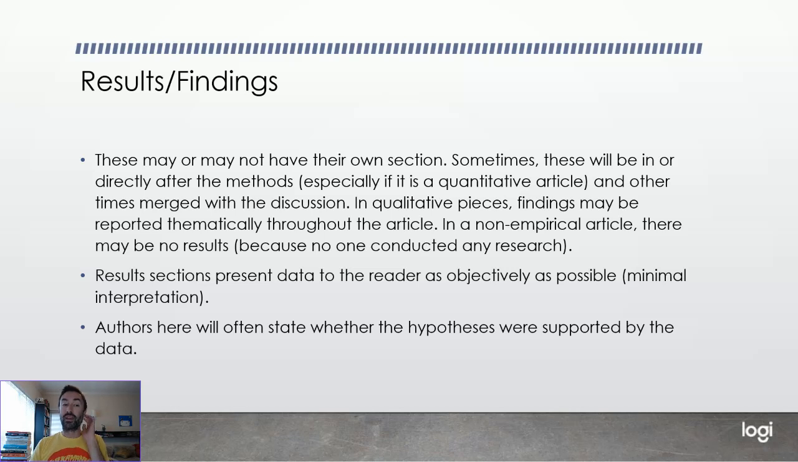In a non-empirical or theoretical article, there may be no results because no one conducted any research, they're just talking about theory. The purpose of the results section, though, is to present data to the reader as objectively as possible, that is, with minimal interpretation. Especially in quantitative articles, you'll see lots of charts, tables, and graphs in the results section that just display the data, the results. Authors here will often state whether their hypotheses were supported by the data or not.